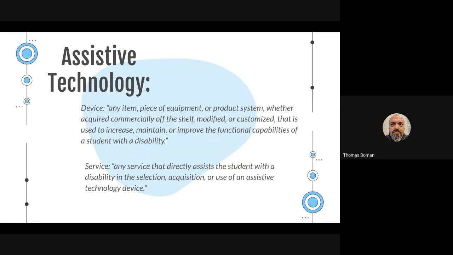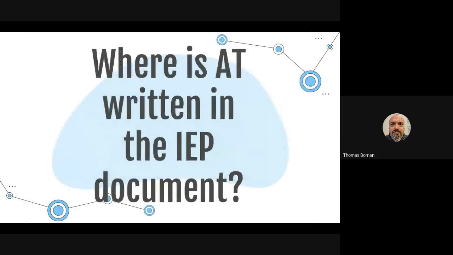It could be as complicated as eye gaze or an assistive technology device. It could be as simple as a visual schedule. There's lots of everything in between. So as we are looking at assistive technology in the IEP, it's really important to document not only the devices, but also the services that are provided in order to support those devices.